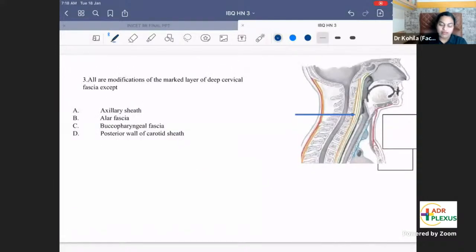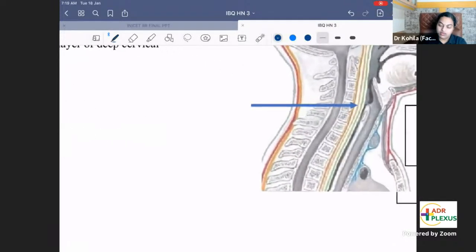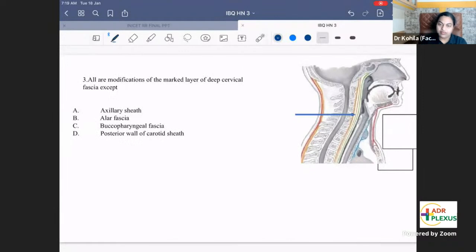All are modifications of the marked layer of deep cervical fascia except. Answer, please. So, what is the marked layer? Prevertebral layer of deep cervical fascia. This prevertebral layer of the deep cervical fascia divides into 2 layers, right? Anterior layer and posterior layer. The anterior layer is called alar fascia. This prevertebral fascia covers the muscles of the posterior triangle.